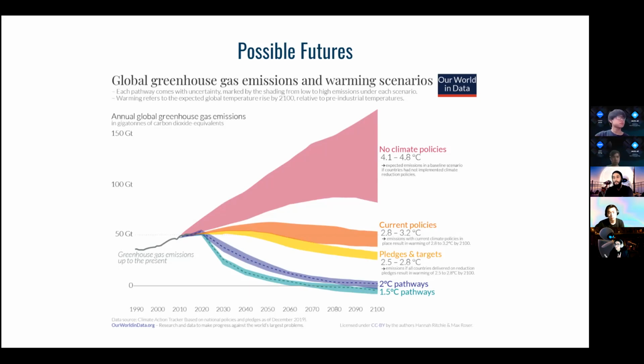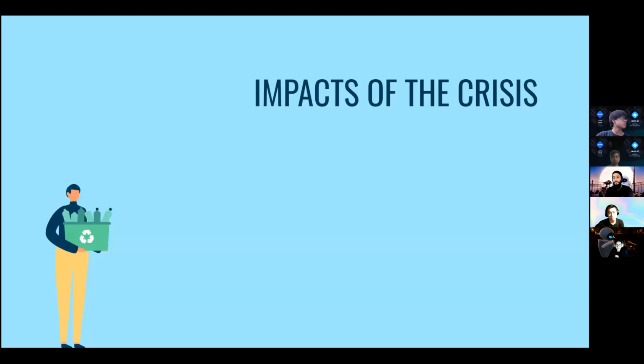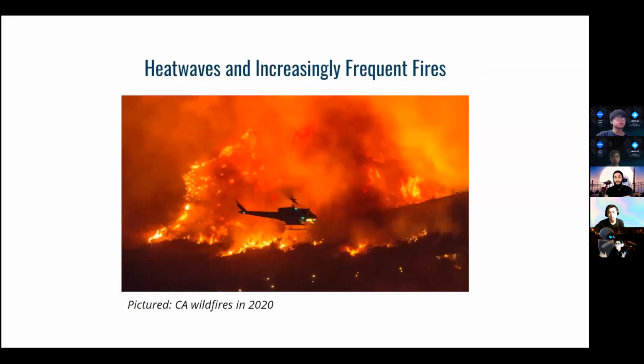Looking a little more at the impacts of this crisis, the first impact that we see is heat waves and increasingly frequent fires. Obviously in California, we've seen a lot of heat waves and fires in the past summers, and these are extremely dangerous for people. They are displacing people's homes and killing our wildlife. It's extremely important that we care about our environment as it is changing the way that we live fundamentally.